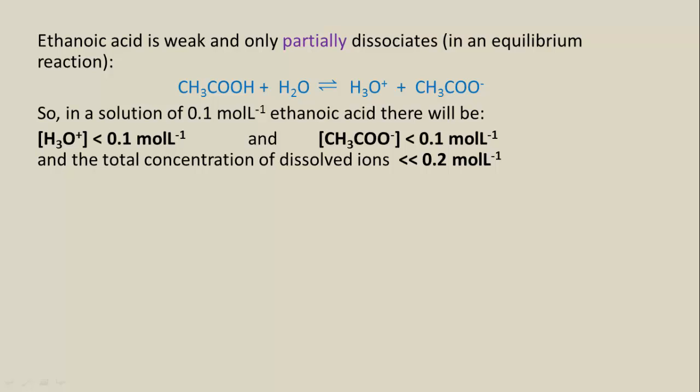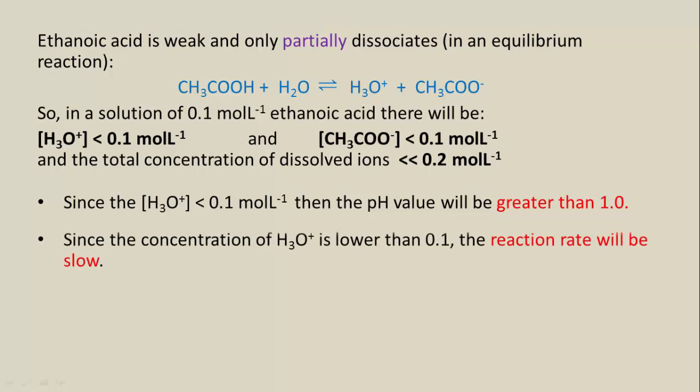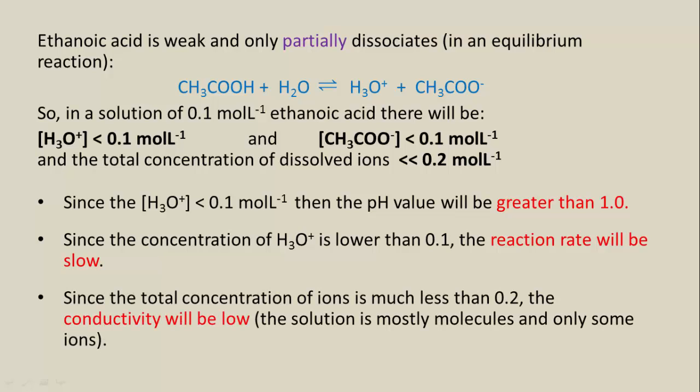How does this relate to their properties? Well, since the hydronium concentration is less than 0.1, the pH value will be greater than 1. This shows that it is a weak acid. Since the concentration of the hydroniums is less than 0.1, the reaction rate will be slow this time. And since the total concentration of ions is much less than 0.2, the conductivity would be low as well. Also consider the solution is mostly molecules and only some ions, and we know that molecules don't conduct electricity.